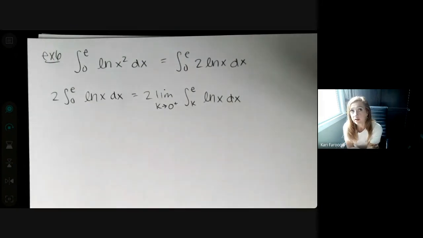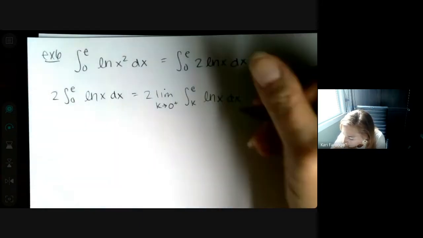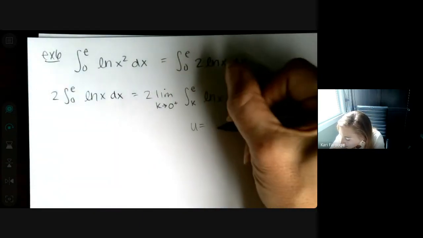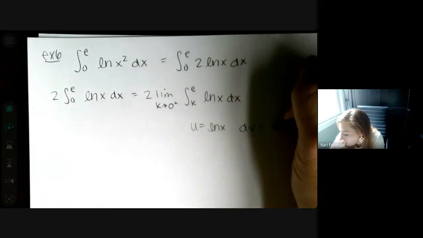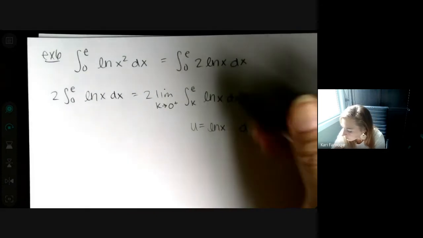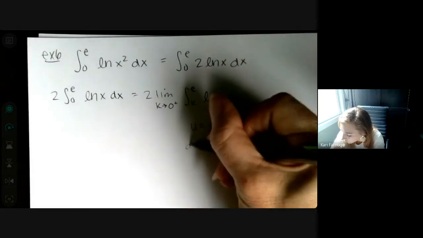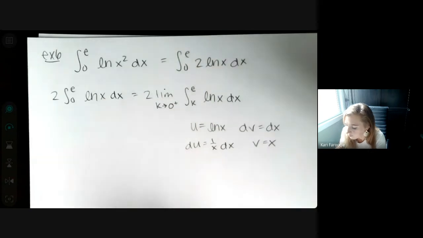You should have talked about this integral several times in the integration by parts section. I'm going to remind you how to do that. So to use parts, we're going to let u be the natural log of x, and dv is going to be dx. So this is the way that we work on these natural log integrals. We use parts, and we let u be the natural log function. du is 1 over x dx, and v is x.